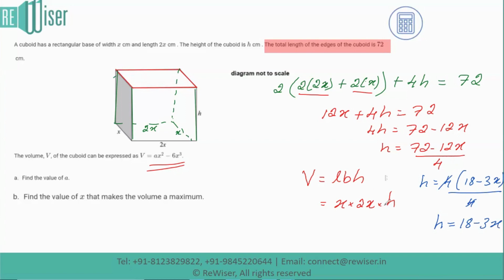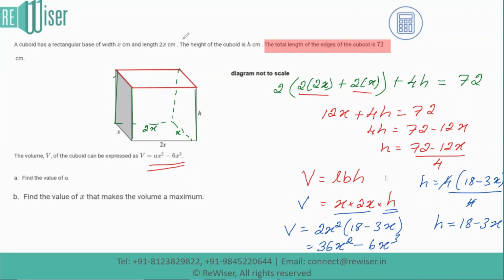Now we can substitute this 18 minus 3x in place of h in the formula for the volume of a cuboid. So volume would be equal to x times 2x, which is 2x squared, times (18 minus 3x). Now when you expand this, 2x squared times 18 would be 36x squared, minus 2x squared times 3x, which would be minus 6x cubed.